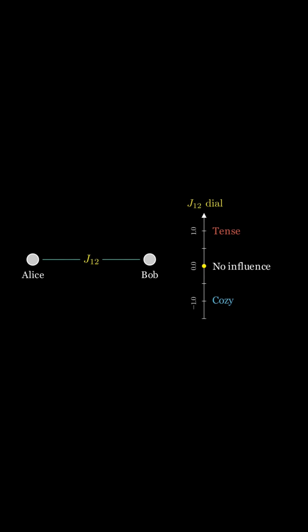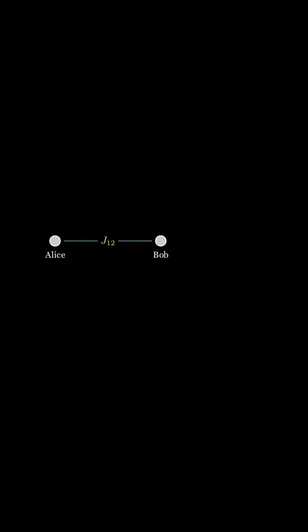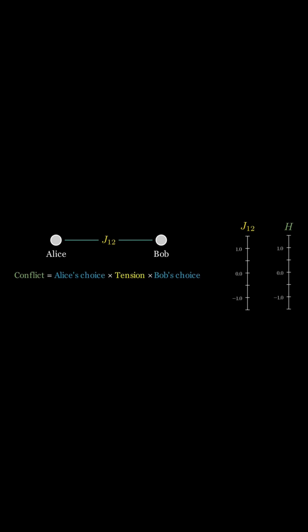So, you might ask me, how do you combine all these ideas? We've got Alice's choice, Bob's choice, and the tension in their relationship. But what's the connection between these things? We can define a single number that captures the state of the whole system. Let's call it the conflict, or for those with a physics background like me, the Hamiltonian, denoted by a capital H. The conflict is simply the product of Alice's choice, the tension J, and Bob's choice. Simple as that. Now let me show you what this means in practice.